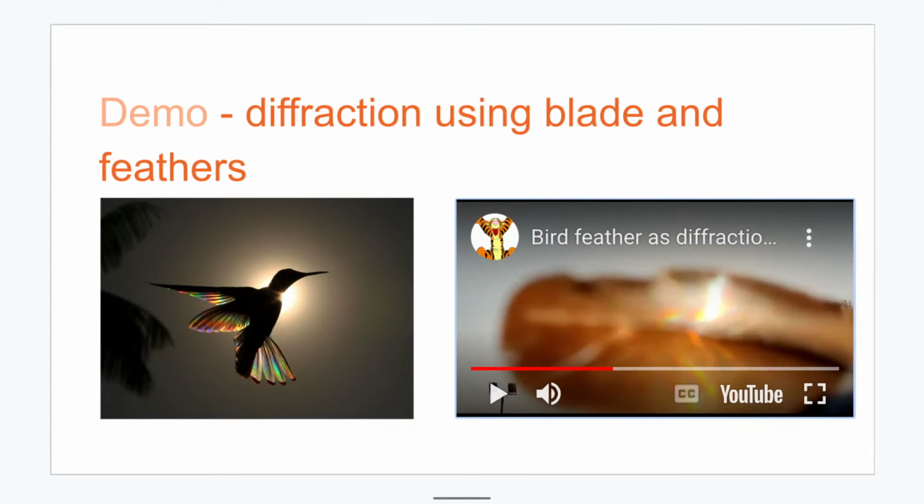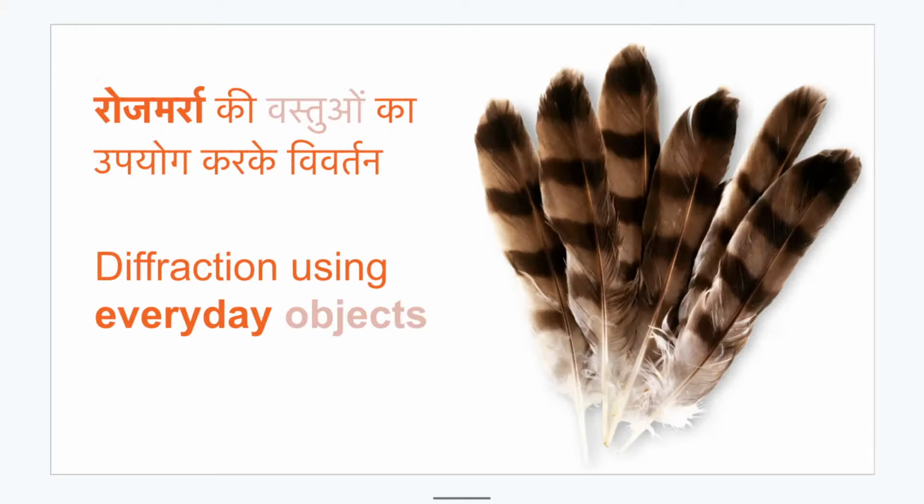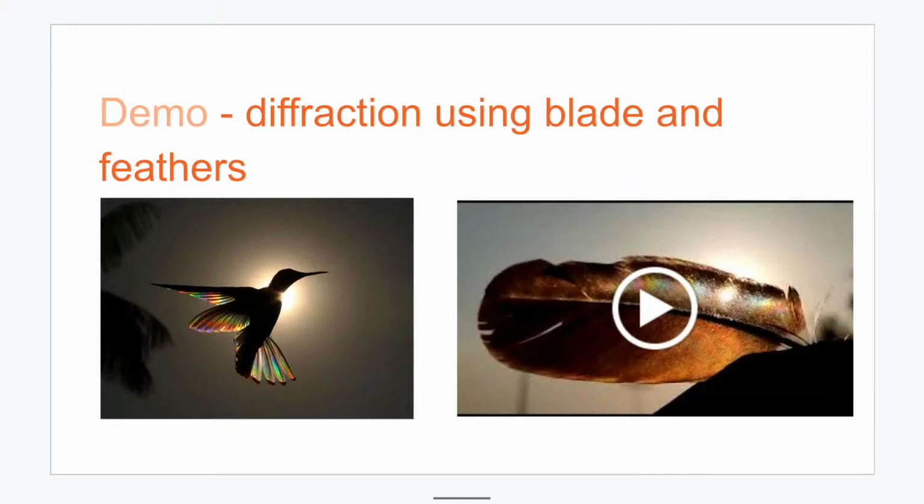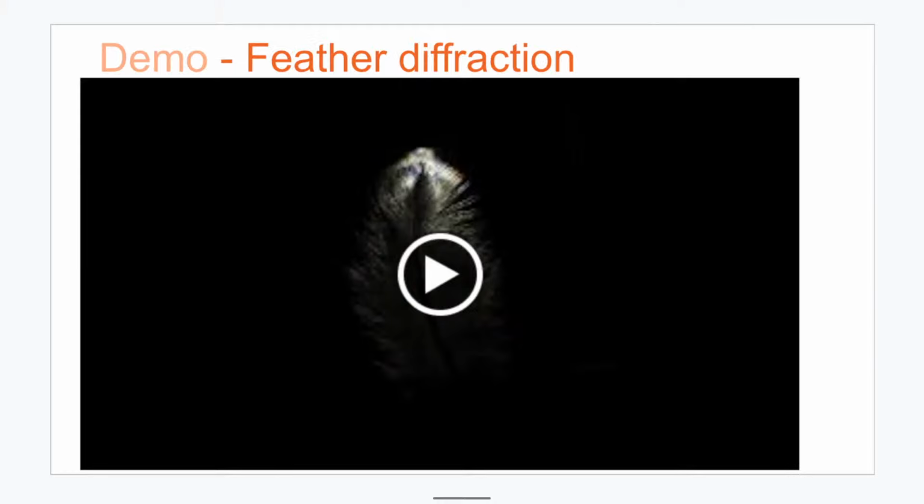So can you see this rainbow effect? And that can be explained using diffraction. And this is exactly what you are seeing. Because you are seeing white light, that is why you see that rainbow effect. If you are seeing a monochromatic light, then you will see bright and dark fringes.